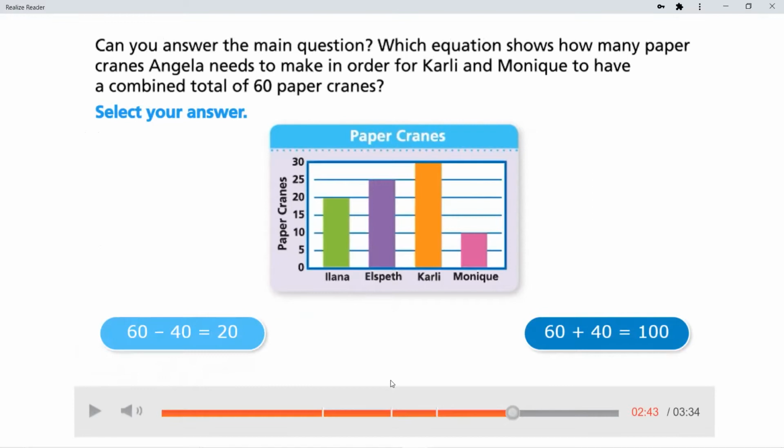So for this question, now it's asking us, so we know that there's 60 that they need to have all together, and they already have 40. So which operation would I need to do to figure out how many more they still need? So how do we figure out how much they need to get from 40 up until 60? We're going to subtract. 60 take away 40 is going to give us 20. So they would still need 20 more paper cranes to get up to 60.